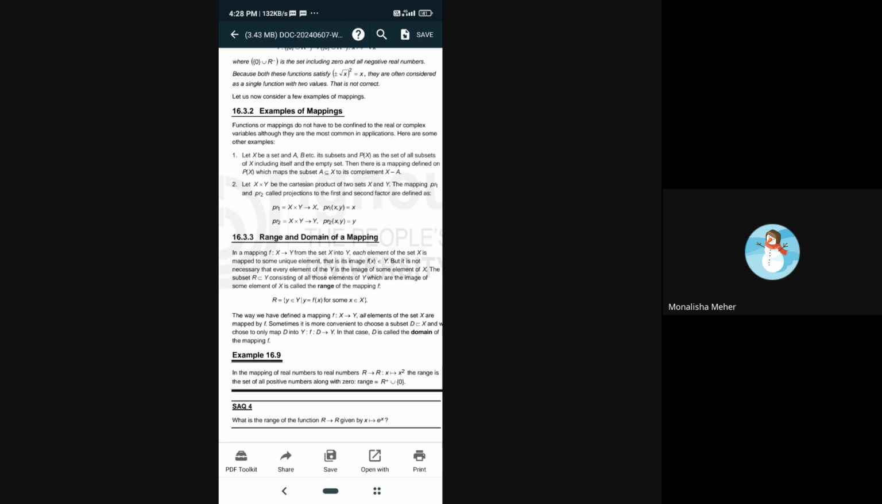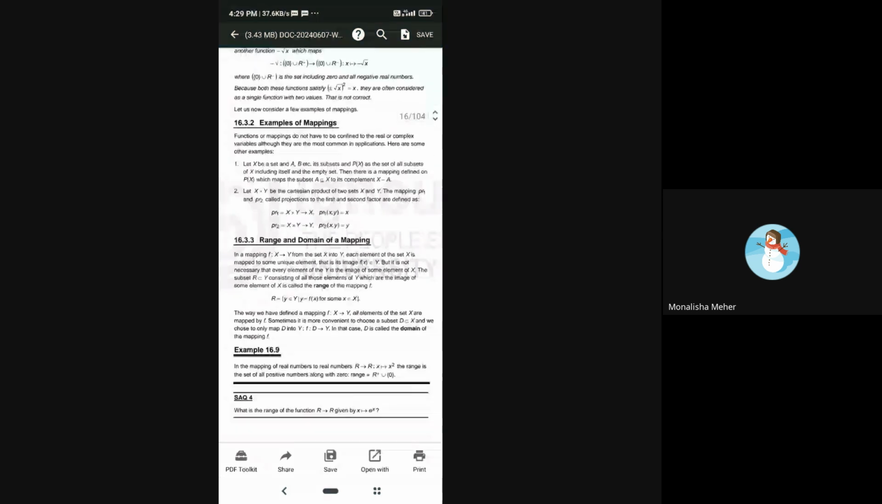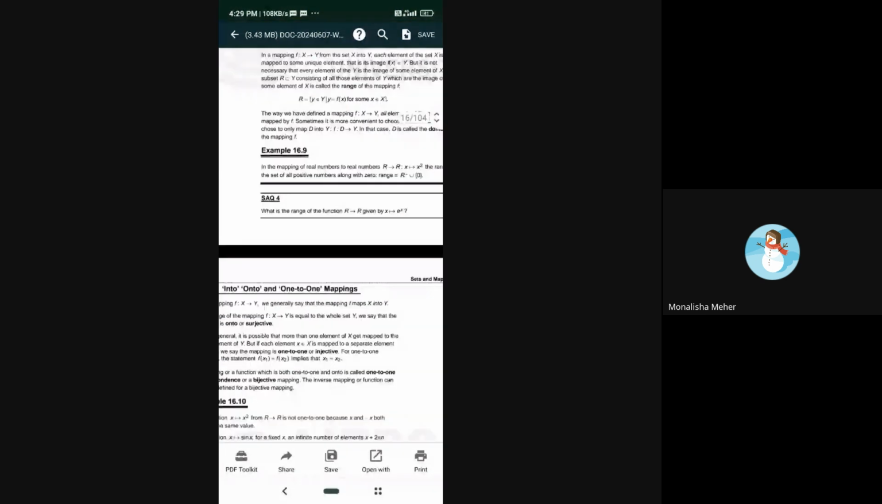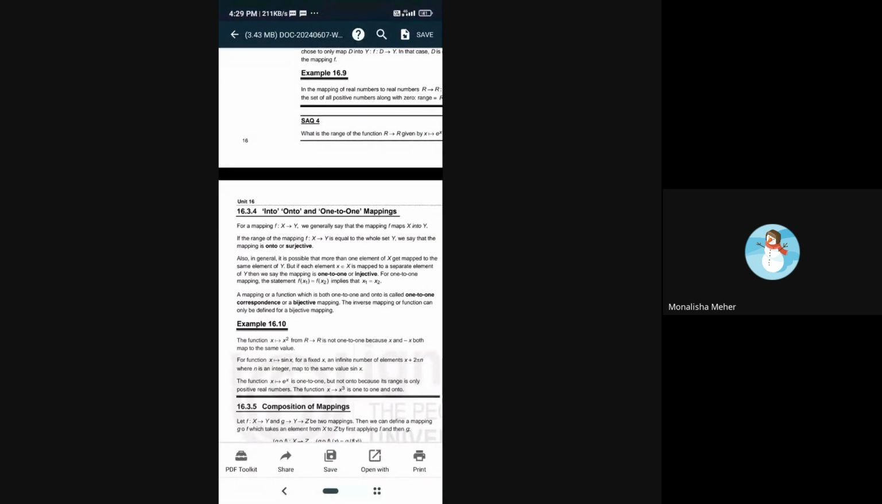We can define a mapping f from X into Y. All elements of set X are mapped by f. Sometimes it is more convenient to choose a subset capital D, which is a subset of X, and we choose to only map capital D into Y, such that f from D into Y. In that case, D is called the domain of the mapping f. So you can have into mapping, onto mapping, and one-to-one mapping.